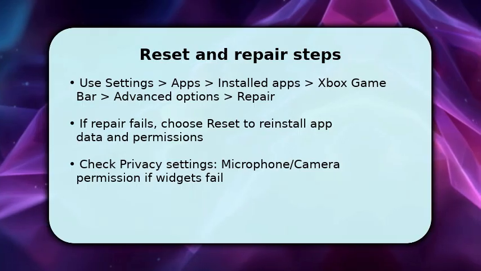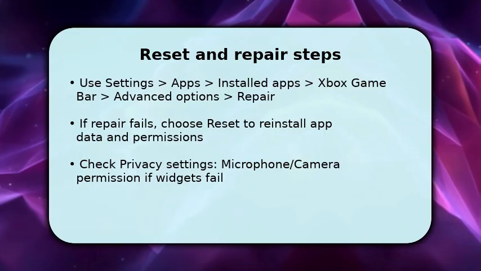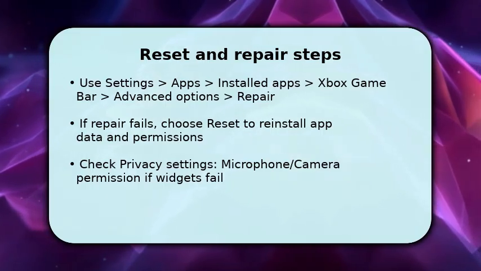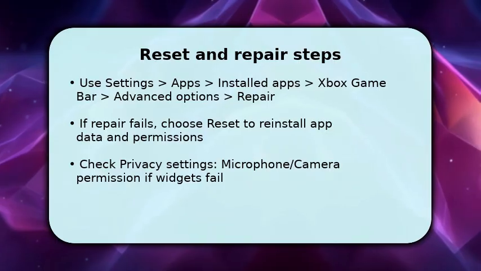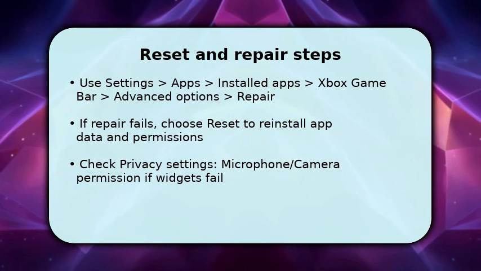While you're here, check Privacy, Microphone and Camera, to ensure widgets that need those permissions can run. Restart Windows after reset so background services and permissions apply correctly before testing Win+G again.